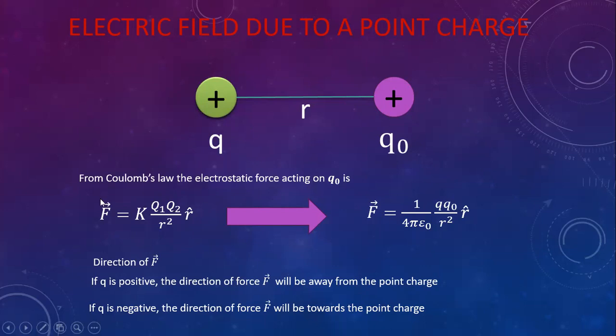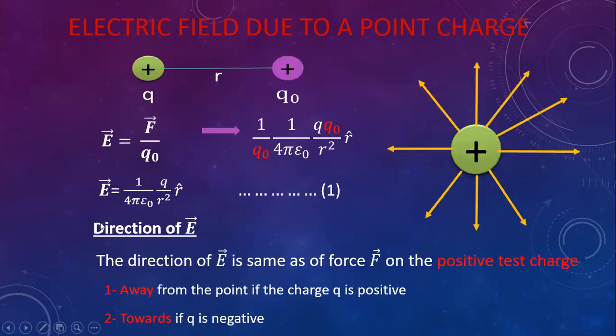If we know this electrostatic force, we can find the electric field, which is defined as E is equal to F over Q naught. This Q naught is the test charge that we placed at some distance R. So in this relation, we will put the value of F we defined previously, which is equal to 1 over 4 pi epsilon naught Q times Q naught over R square into R unit vector.